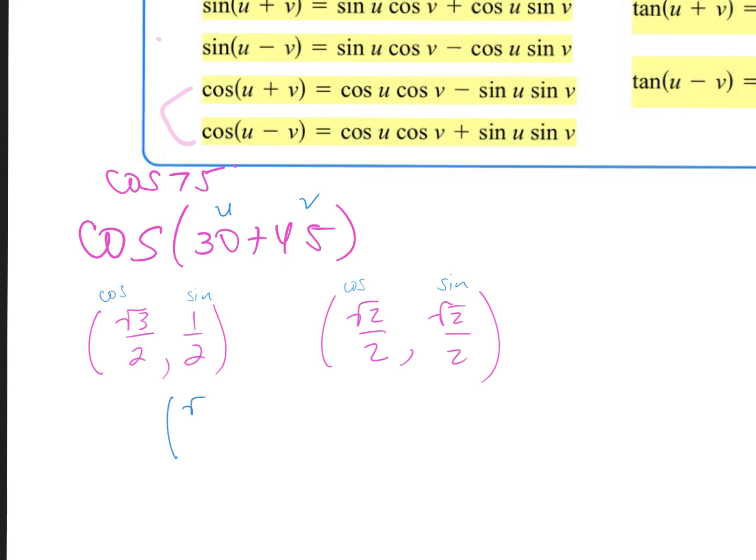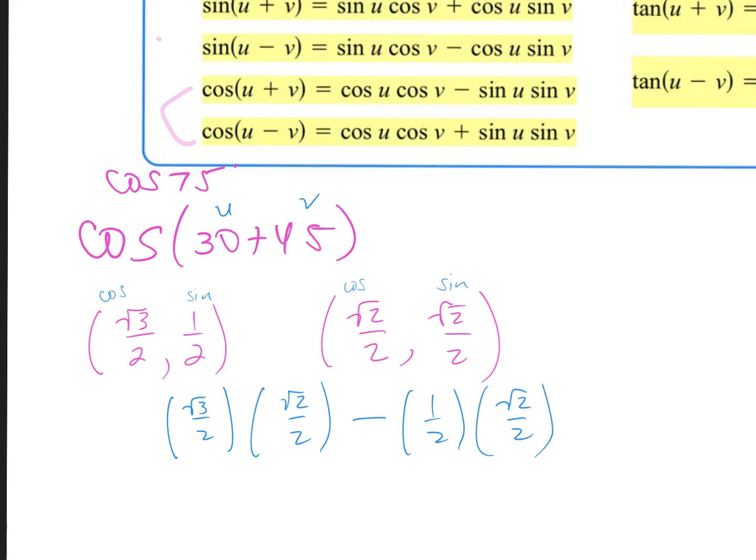Root 3 over 2. All right, then the formula says cosine of v, which is square root of 2 over 2. All right, then what sign's in the middle? Minus, good. Then I have sine of u. What's the sine of u? 1/2 times the sine of v, which is root 2 over 2.